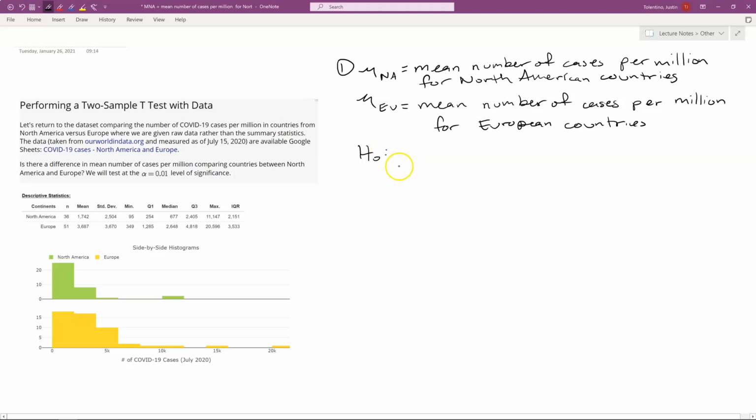In this case, again, we are assuming that there is no difference between these two countries, right? If they are exactly the same, we would assume that their difference would be 0. So we can say mu NA minus mu EU has a difference of 0. They're the same. For our alternative, we can assume that their difference is not 0, right? We're trying to show that there is a difference. We don't care specifically right now which one is higher than the other. And so now, what is the method that we can use to compare two means? Again, it is a two-sample t-test.